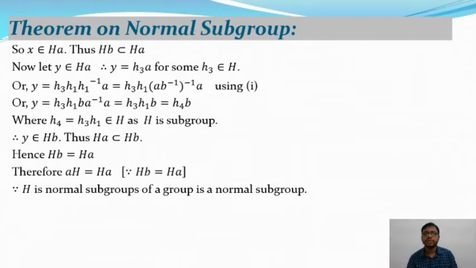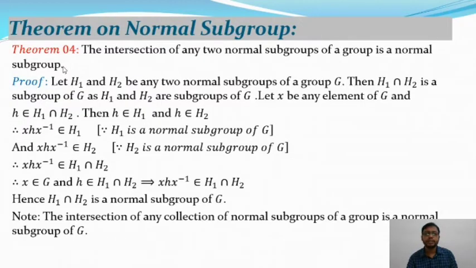This is the proof of the third theorem on normal subgroup. So after that we'll take the fourth theorem. It is: the intersection of any two normal subgroups of a group is a normal subgroup. This is the theorem, and here is the proof of the above theorem.